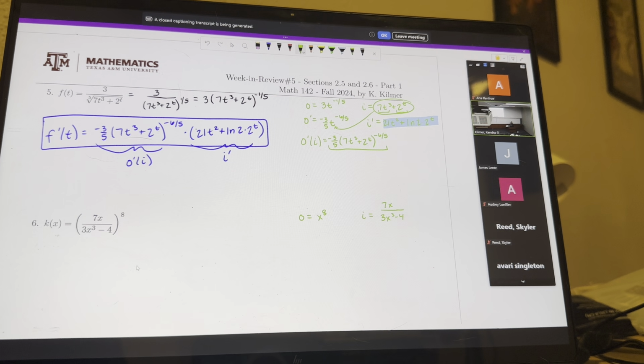Okay? So if we come up to the side and do what we've been doing on these problems, we take the derivative of our outer function, that would be 8x to the 7. We take the derivative of our inner function, we have to use the quotient rule, right? And so sometimes it gets a little bit much with defining everything, but let's go ahead and make certain we're good. So our top function would be 7x, and our bottom function would be 3x cubed minus 4.